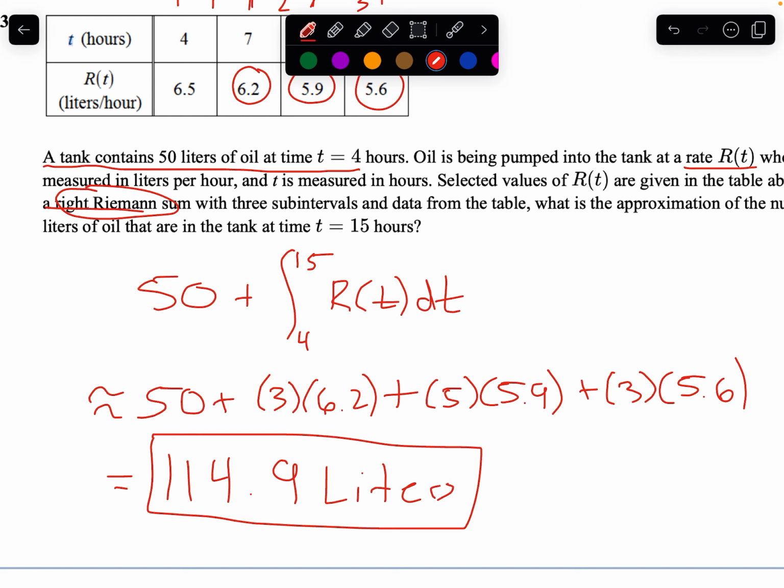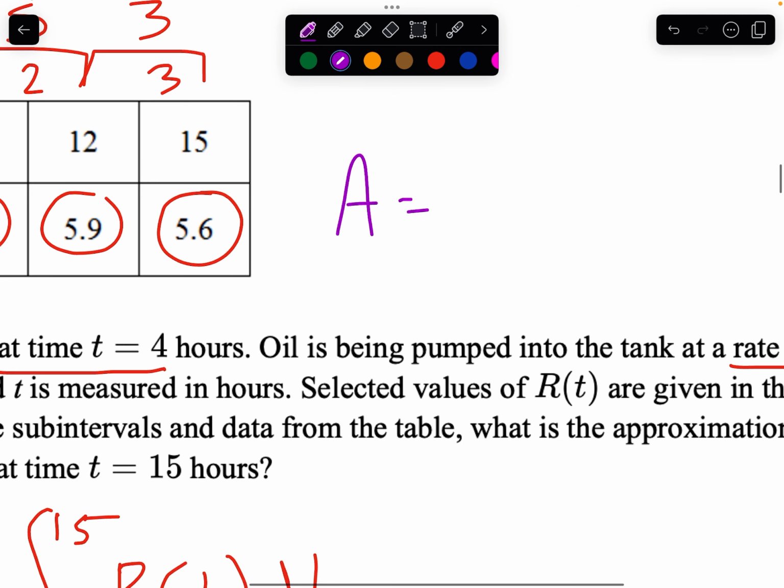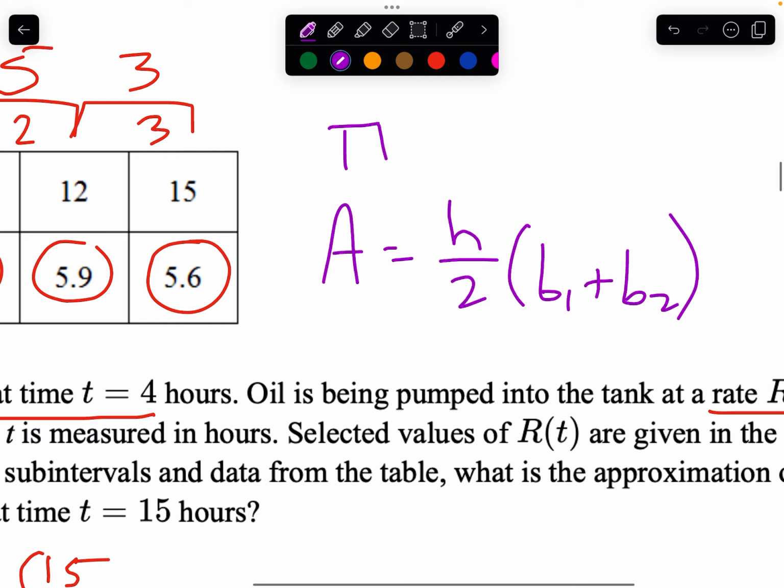If this had been asked for a left Riemann sum, we would have used the left endpoints. And we would have ignored 5.6, for example. If it had been a trapezoidal approximation, we would have used our trapezoid formula. Areas for trapezoids, you take the height, divide by 2, and add the sum of the bases. Okay, that would be if this had been a trapezoidal approximation.